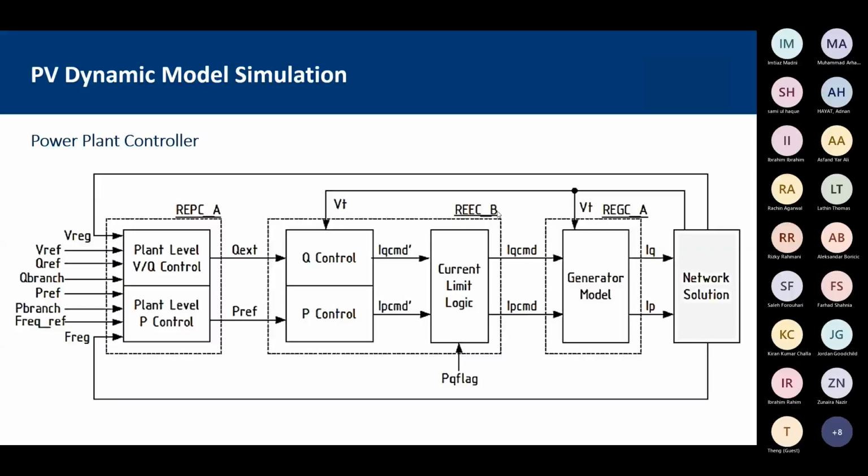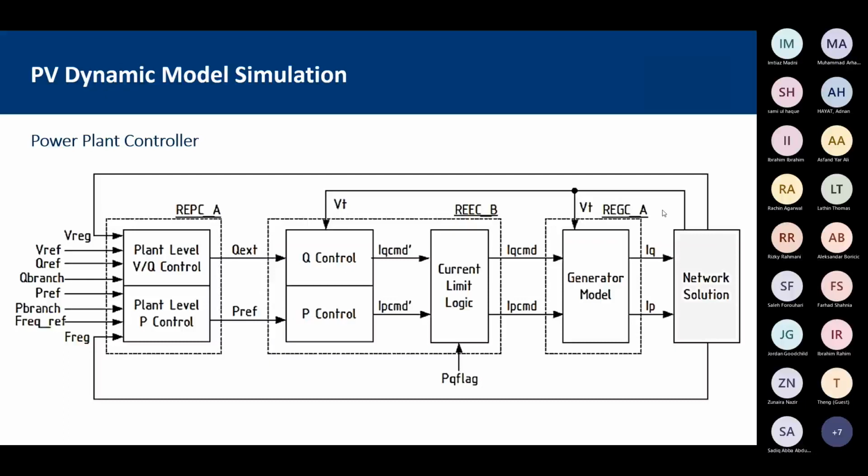So this REPC-B, that's the power converter control, which is implemented to limit the currents based on the current carrying capability of the power switches, so that we don't overload the switches or damage them. Different types of reactive power controls are implemented in this block as well, like Q control and P control.